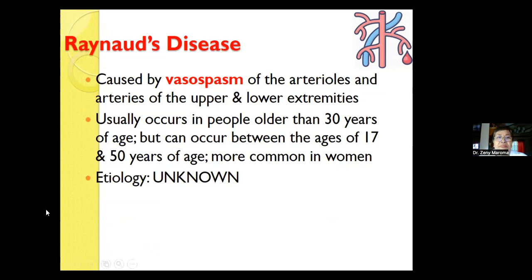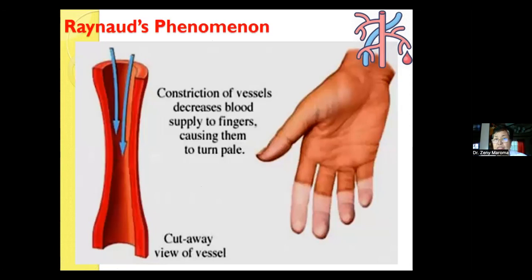Okay. Raynaud's disease. Ano naman to? It is caused by vasospasm of the arterioles and arteries of the upper and lower extremities. Arteries and arterioles. Young individuals, more common in women. O, para madaling maalala, women, si ba ang babae sa buhay mo? Sino ba ang reyna ng buhay mo? Babae, reyna. Babae. Exact cause, unknown. But there's vasospasm.